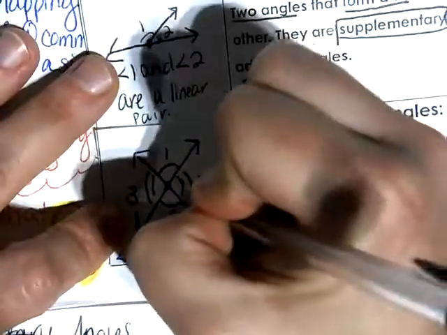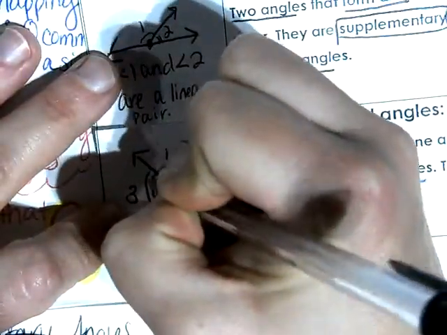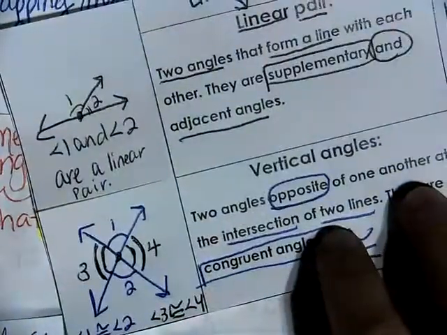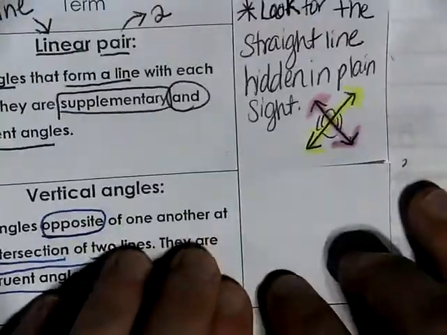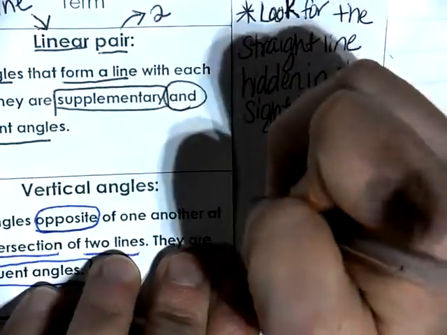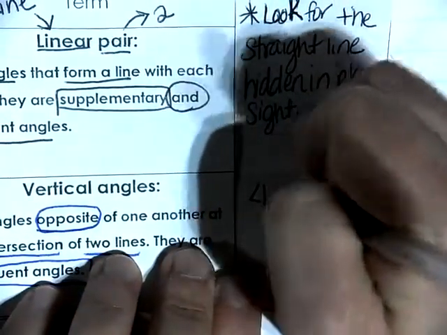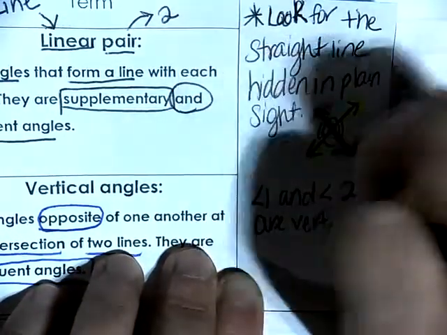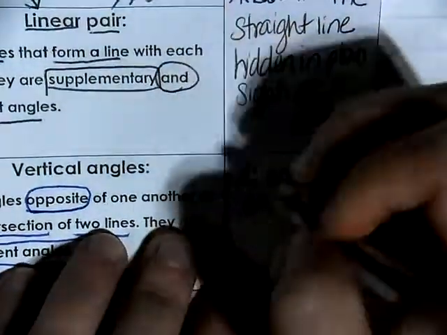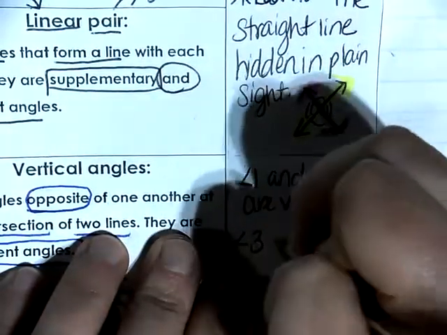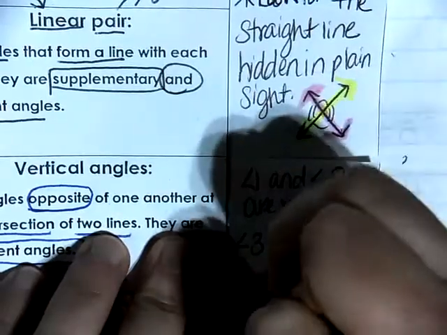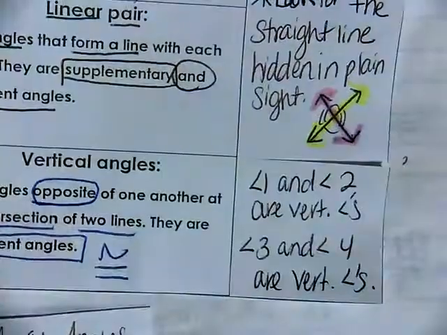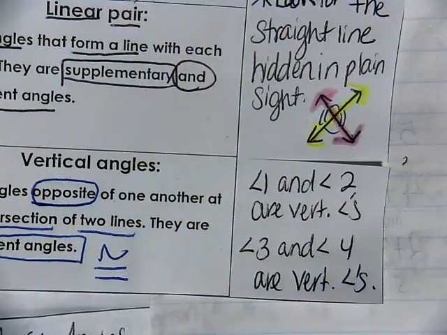Vertical angles are congruent to each other. They will have the same angle measure. So we're going to say that angle 1 and angle 2 are vertical angles. So that's our shorthand. We would also say angle 3 and angle 4 are vertical angles. There's going to be a lot of shorthand in this unit that I want you guys to be aware of.